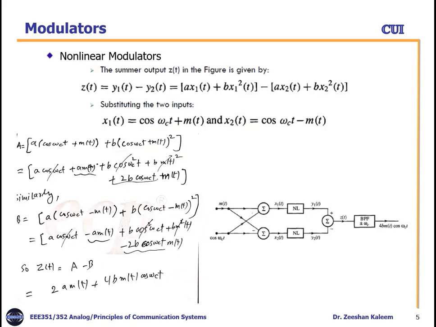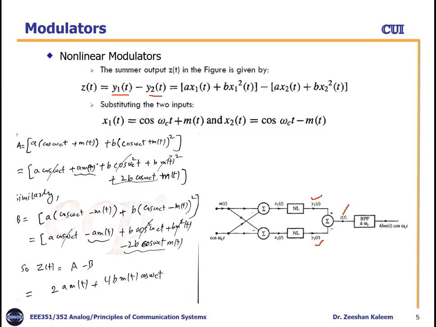Okay, so let's go into more detail on how the nonlinear modulator works. For example, you can see here a function called z of t. Z of t is the difference of y1 of t and y2 of t, so we can write it mathematically as y1 of t minus y2 of t, whereas y1 of t is obtained using x1 of t. So what is x1 of t?